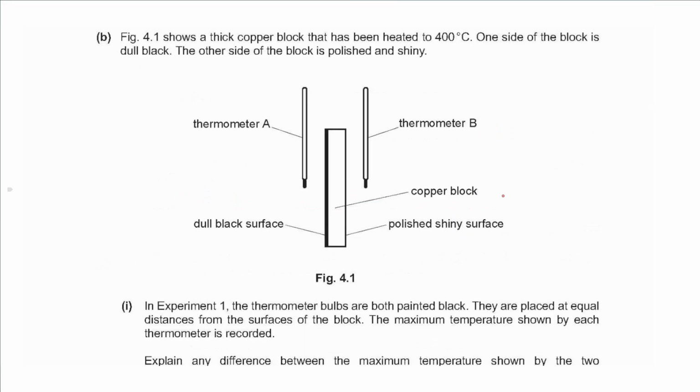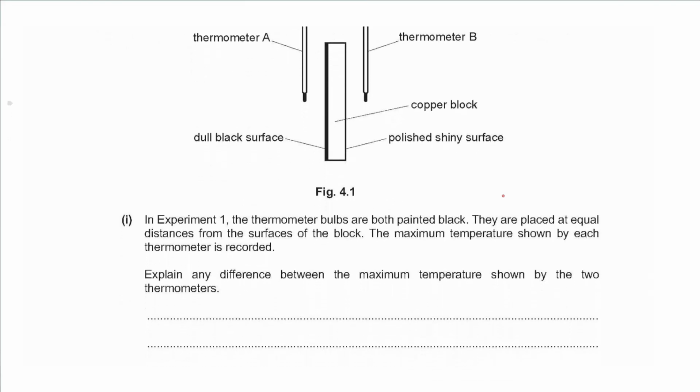Part B says figure 4.1 shows a thick copper block that has been heated to 400 degrees Celsius. One side of the block is dull black and the other side of the block is polished and shiny. In experiment 1, the thermometer bulbs are both painted black. They are placed at equal distances from the surfaces of the block. The maximum temperature shown by each thermometer is recorded.